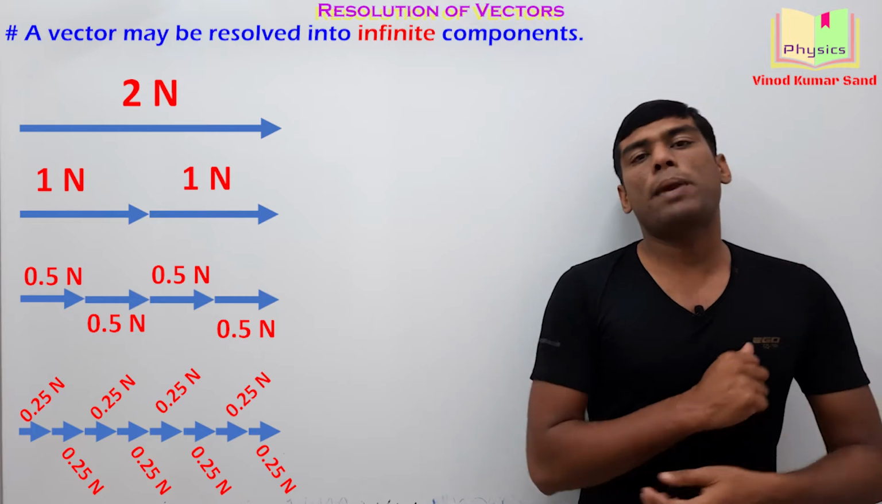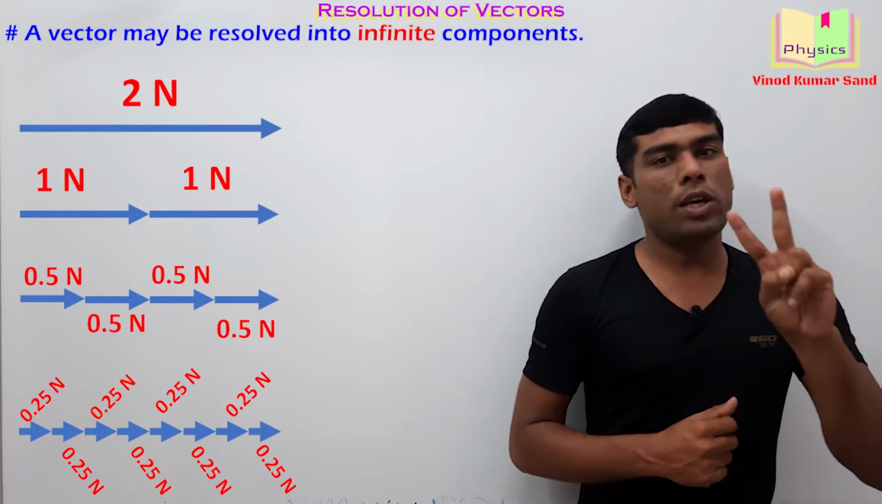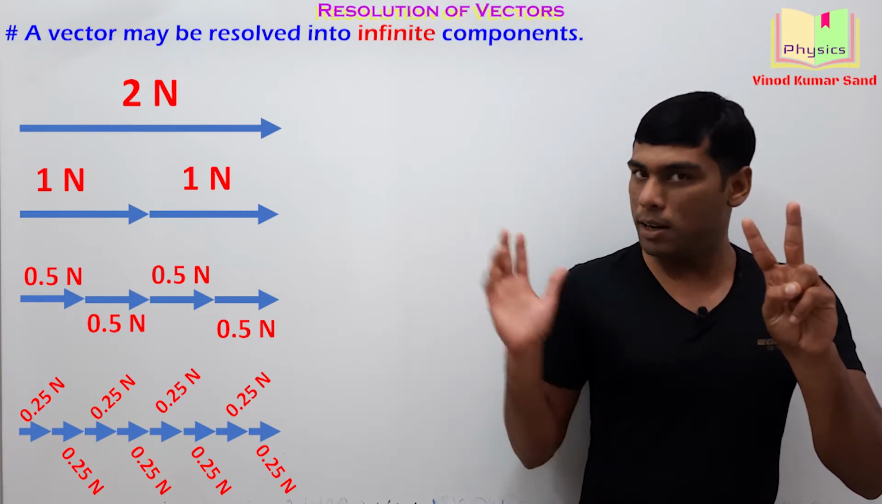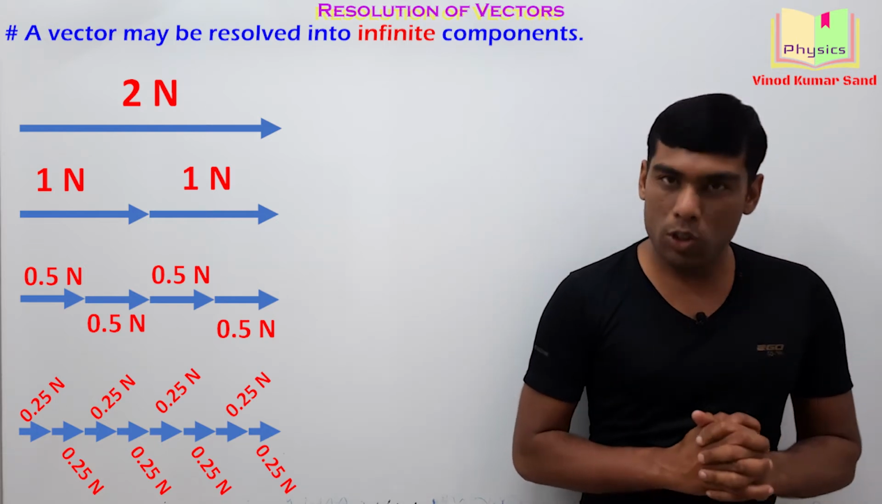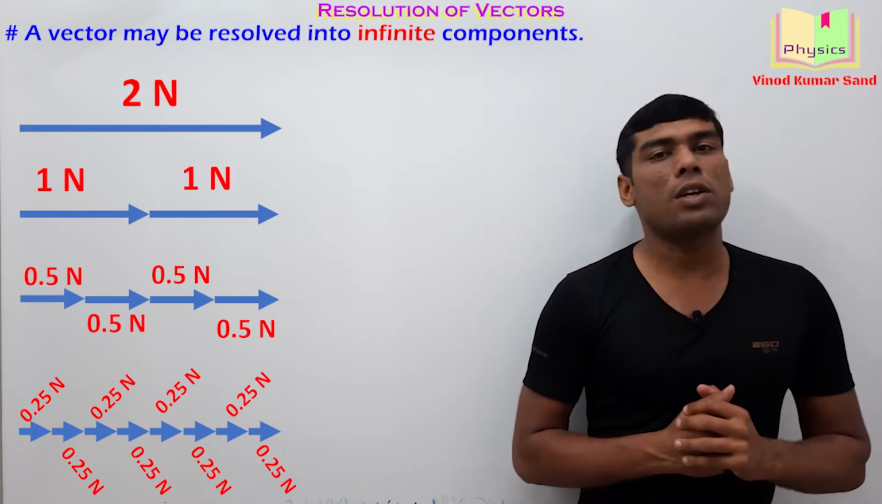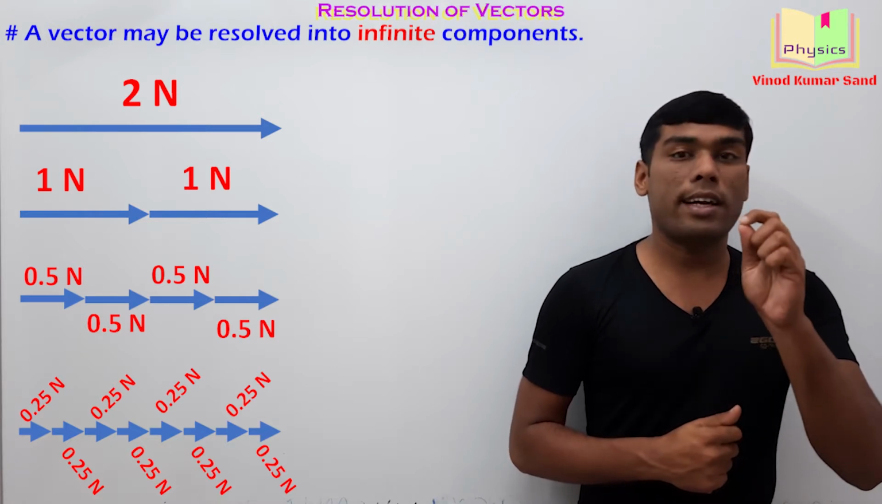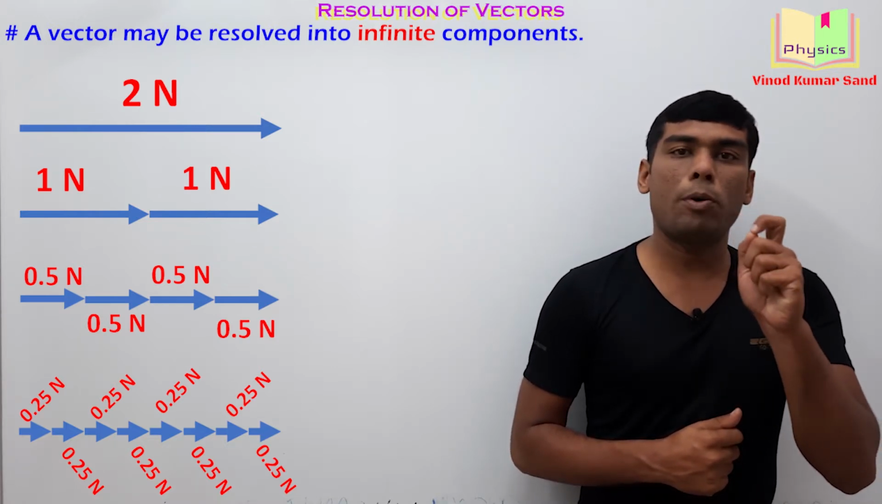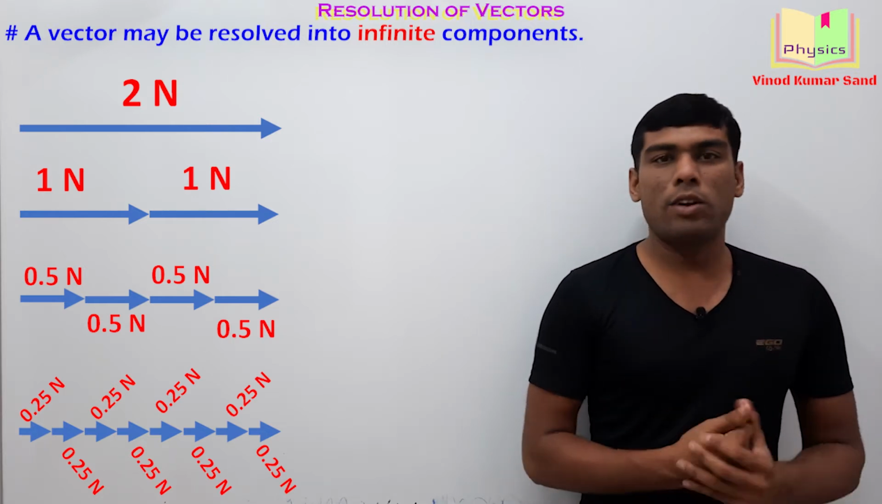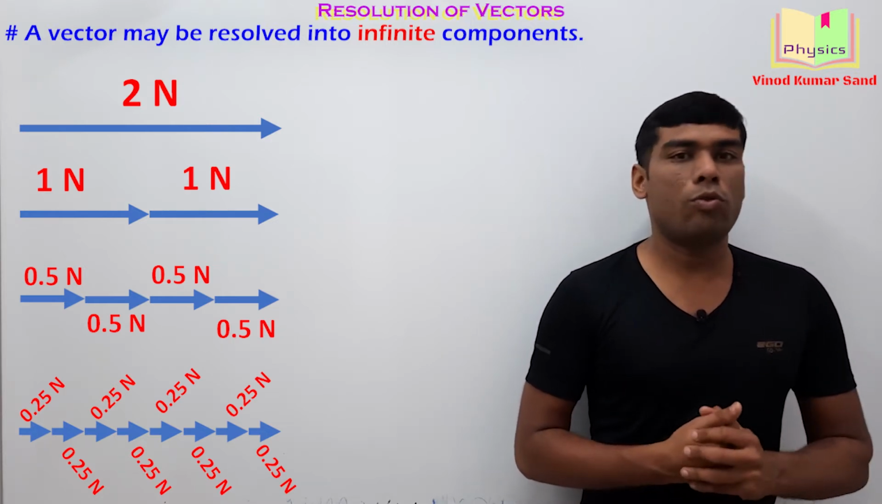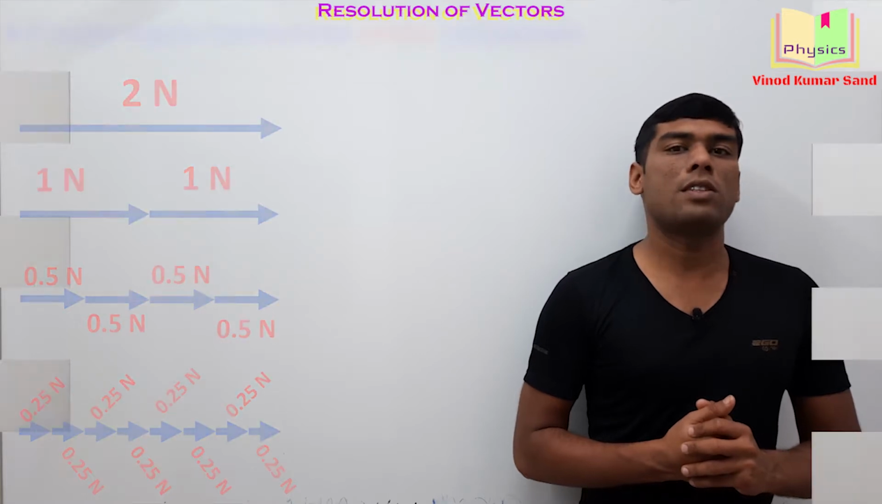But for all practical purposes, we will be doing 2 rectangular components in a plane and 3 rectangular components in 3-dimensional space. It is always convenient for us. The word rectangular component means the components which are perpendicular to each other. You can note down all these things and then we'll go further to the next important point.